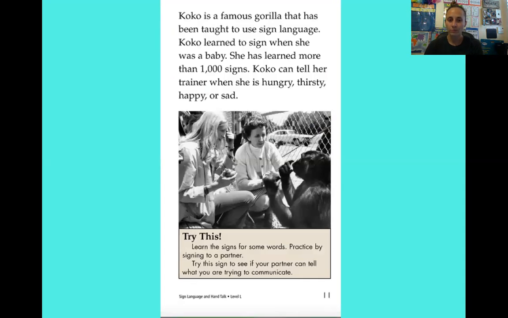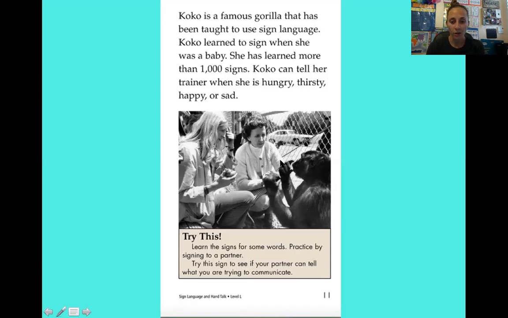Coco, a famous gorilla, has been taught to use sign language. Coco learned to sign when she was a baby. She has learned more than 1,000 signs. Coco can tell her trainer that she is hungry, thirsty, happy, or sad.